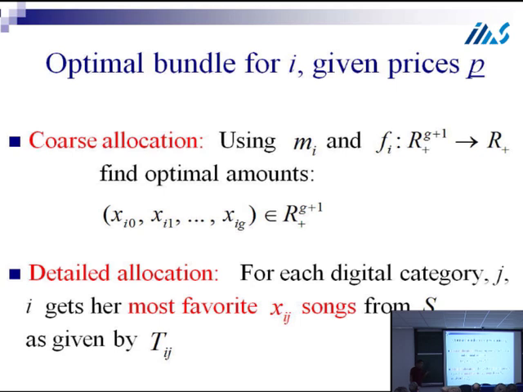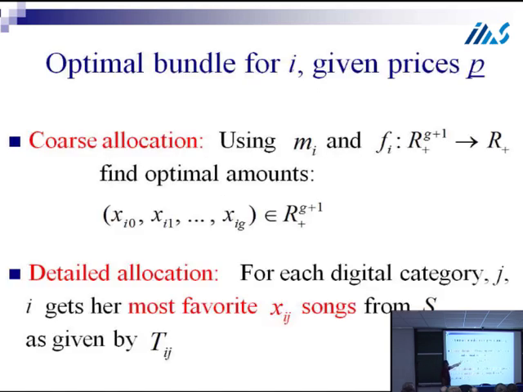When you are given an optimal allocation, you will be given your most favorite songs in each category, as it should be. If you went to the market and you saw 99 cents on each song, you'd obviously pick your favorite ones. So the equilibrium concept should give you your most favorite ones. That's the reason for defining this total order in the first place.